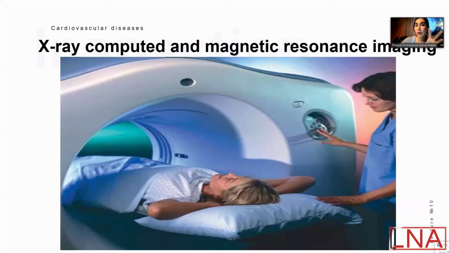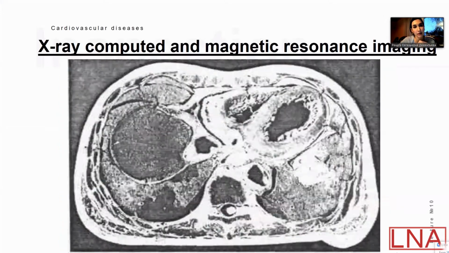CT scan is more suitable for detecting damage of the coronary arteries, and exactly we have to identify calcinosis of the coronary artery as a sign of atherosclerotic damage.